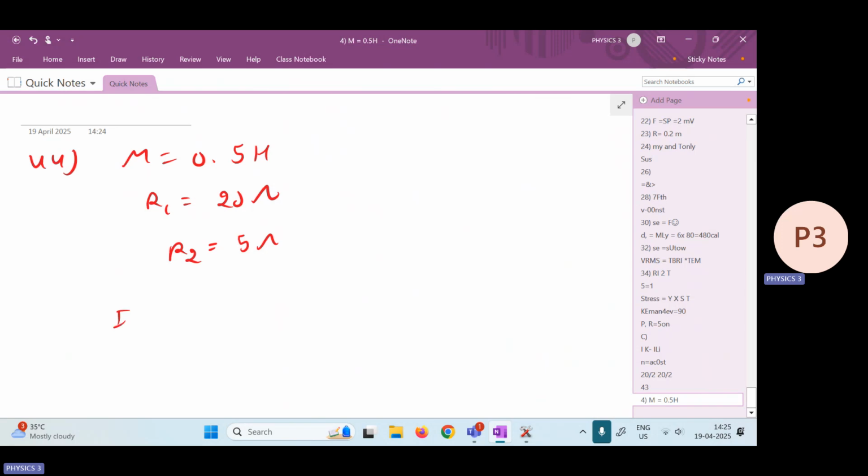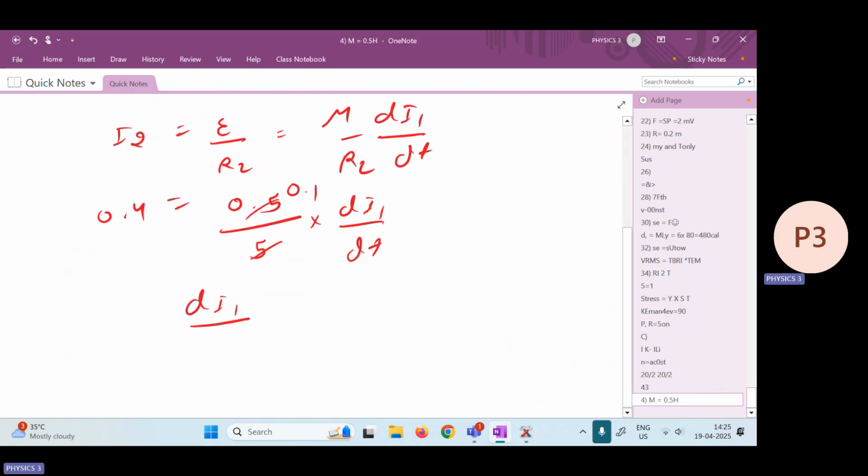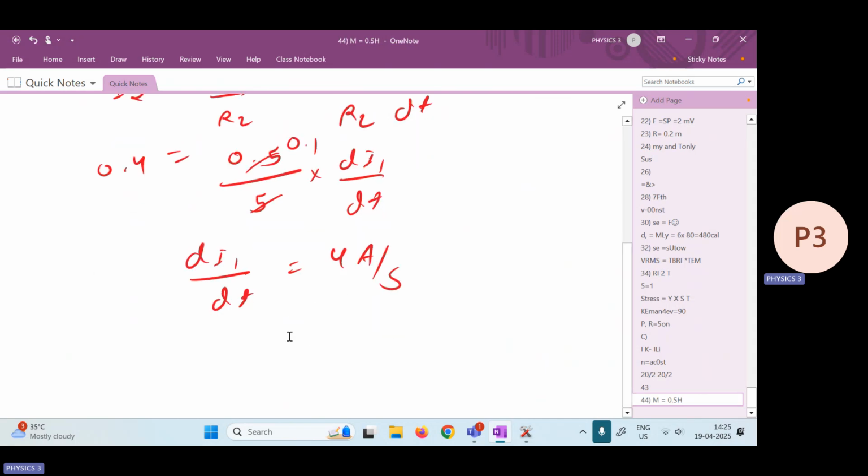Okay, so I2 we can write as EMF upon R2. So EMF in 1 will be M di1 by dt upon R2. So M we have is 0.5 and R2 we have is 5. di1 by dt we have to calculate. I2 we have been given is 0.4. So this will be 0.1, and di1 by dt we have got is 4 ampere per second. So the A option is absolutely true in this situation.